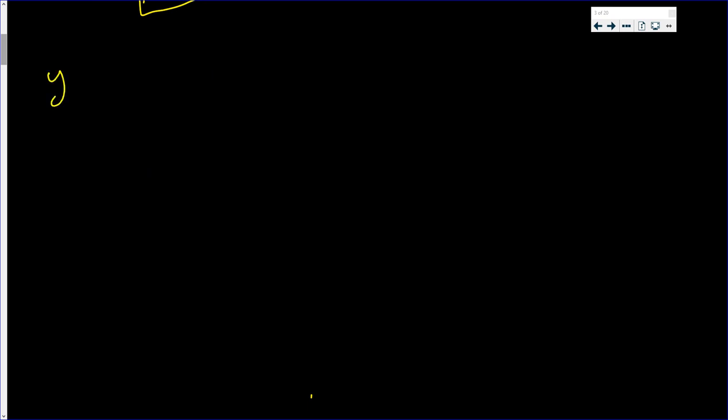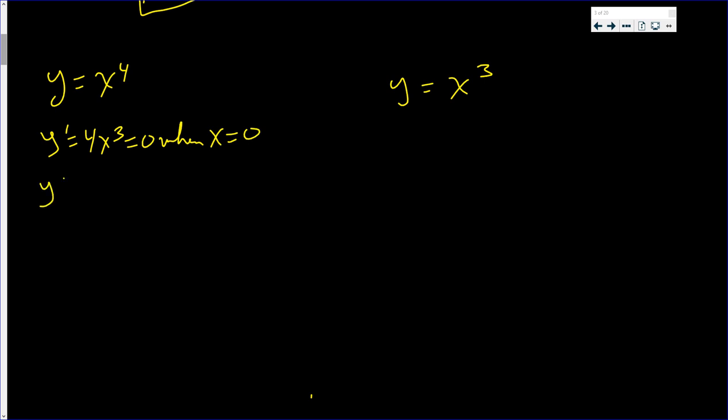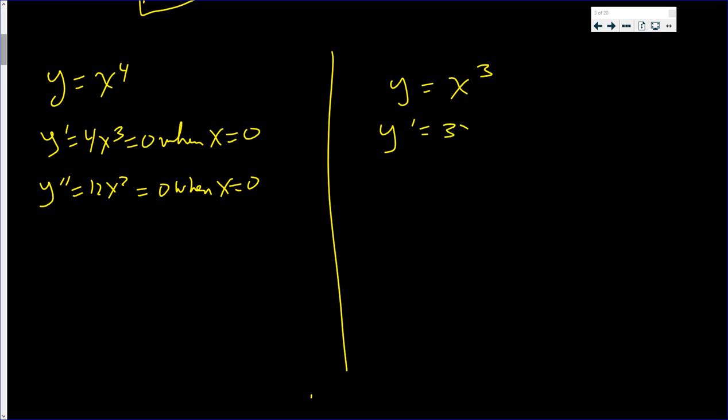So we looked at this, but let's have this right next to x cubed. The first derivative is 4x cubed, which equals 0 when x is 0. The second derivative is 12x squared, which equals 0 when x is 0. For y equals x cubed, y prime is 3x squared, and y double prime is 6x. And this equals 0 when x is 0, and this equals 0 when x is 0.